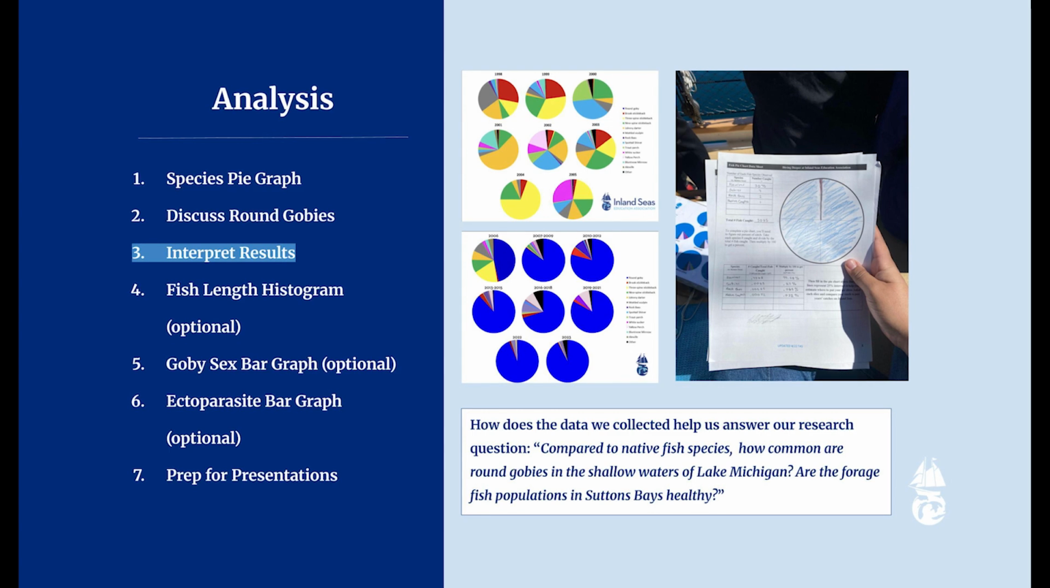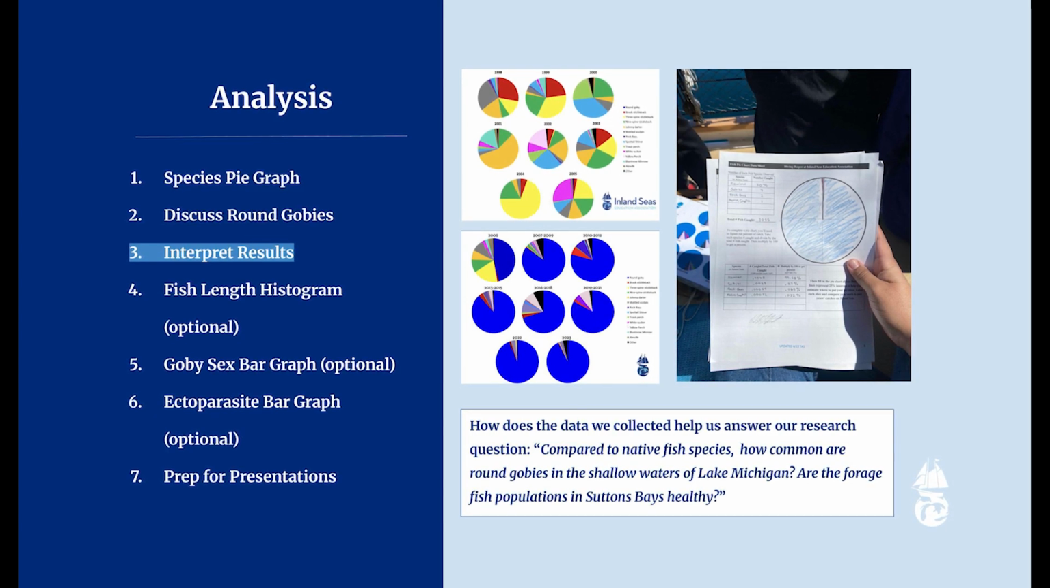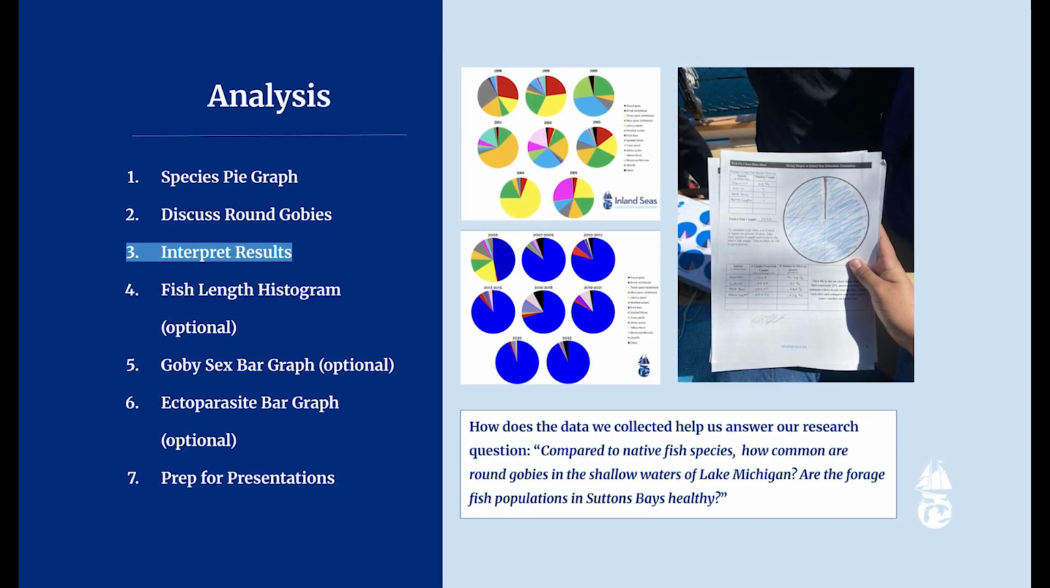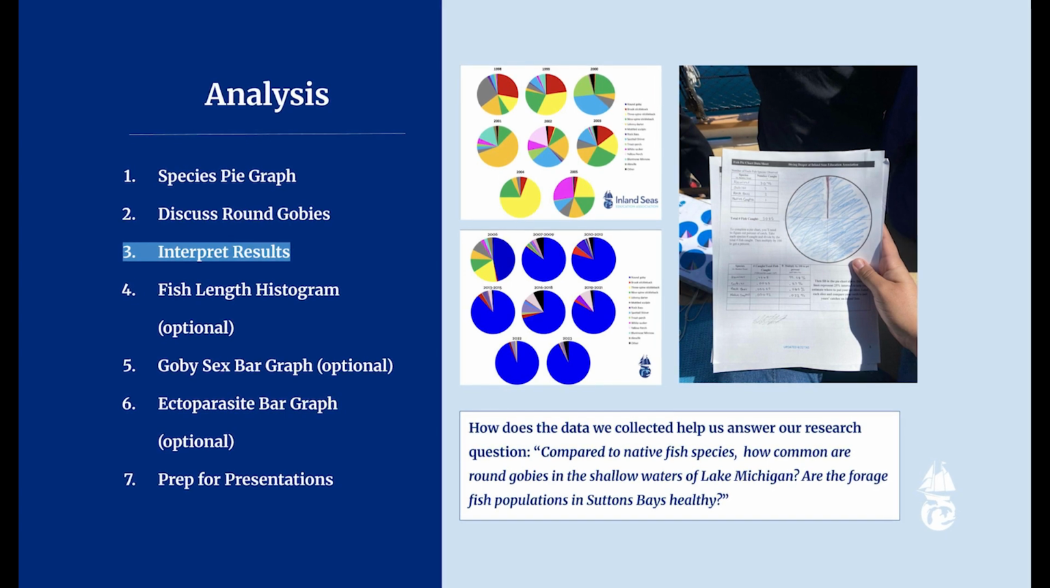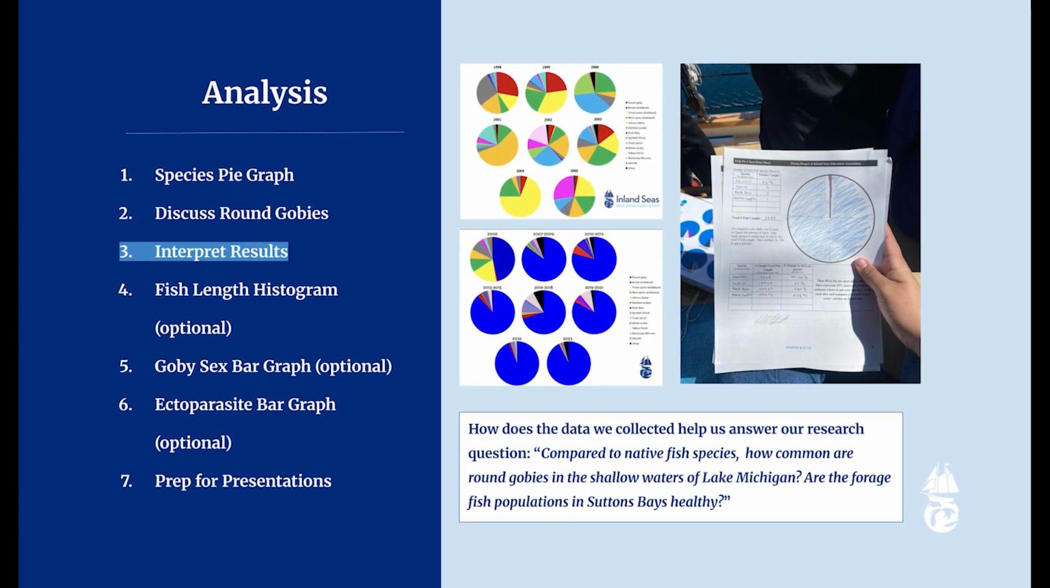Ask your students, how does the data we collect today fit into the historical data set? What does the historical data set tell us about the impact of round gobies on Suttons Bay? Does our own data support that story?